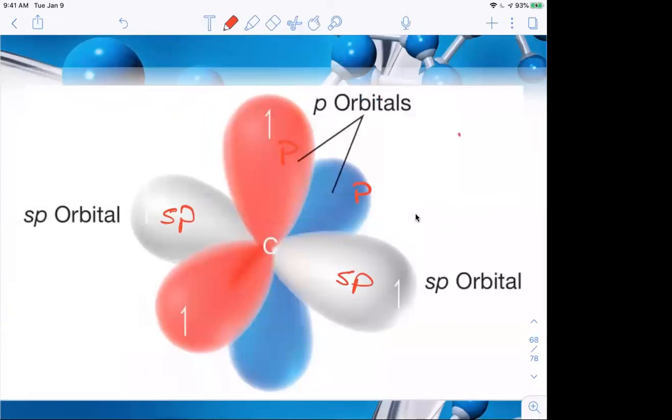So here, these p's are sort of 90 degrees to each other, and then the linear one, right? This is also 90 degrees to each one of those p's. This is the hybrid orbitals. This gives me linear geometry.